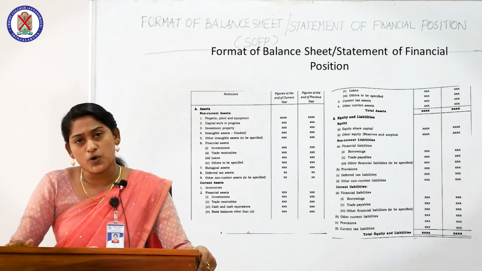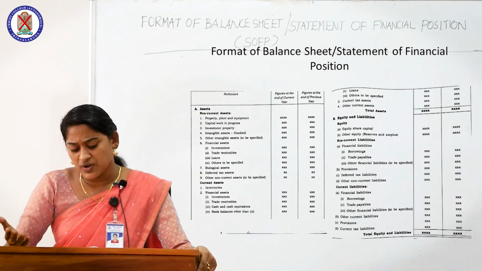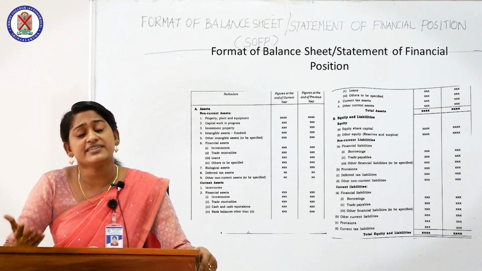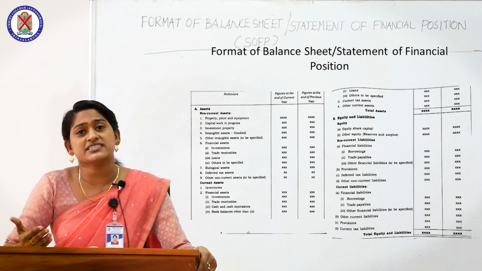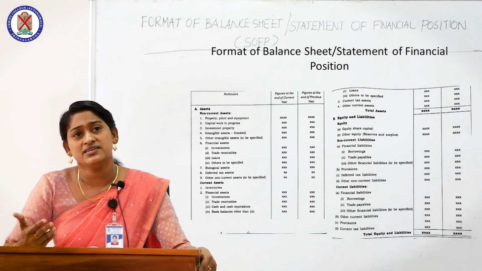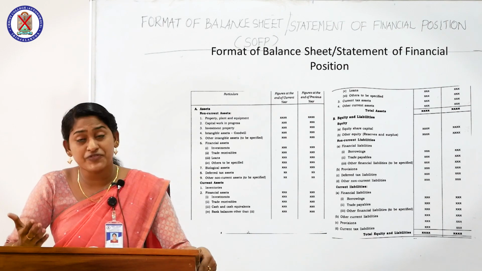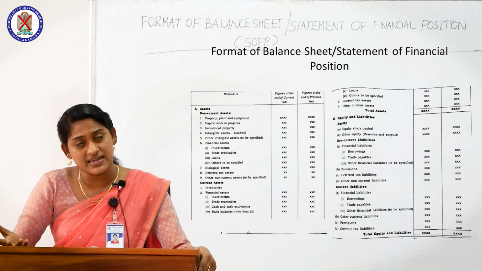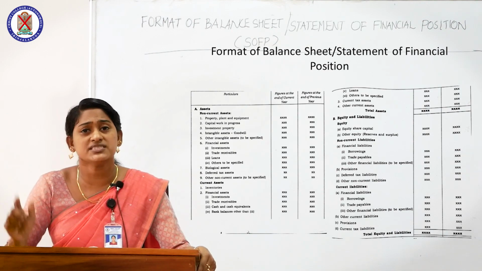Then the next one, provision. Provision is the amount kept aside for meeting an obligation. Then deferred tax liability. Deferred tax liability means when a company pays lower tax than what is due. That is deferred tax liability. Then if there is any other non-current liability, it should also be mentioned in this head.